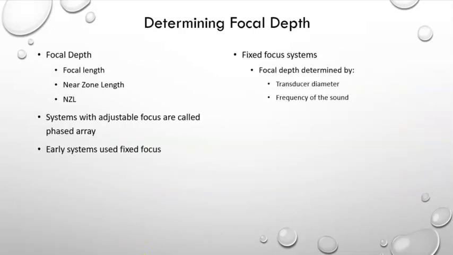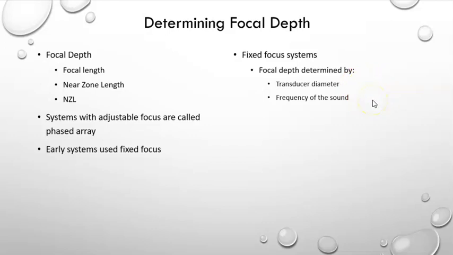We may ask ourselves, what determines the actual focal depth? We know it occurs from Fresnel effects, but what actually determines that? Well, there are several things. So the focal depth is determined by two things: the transducer diameter and the frequency of the sound. Okay, these are the primary determinants.